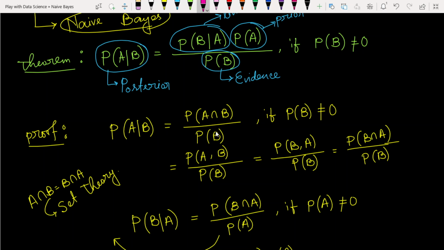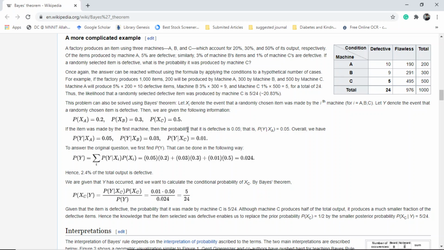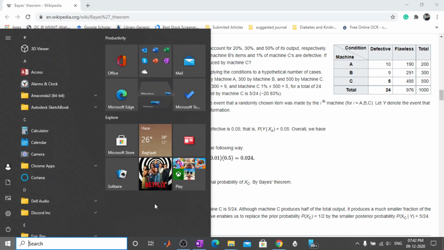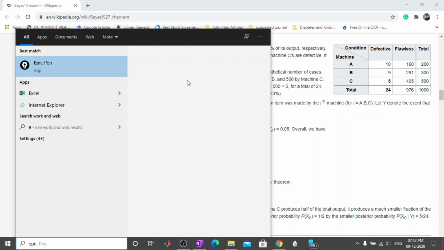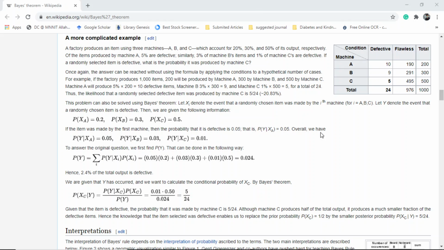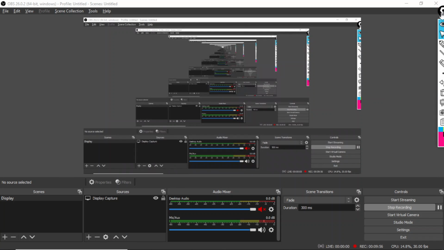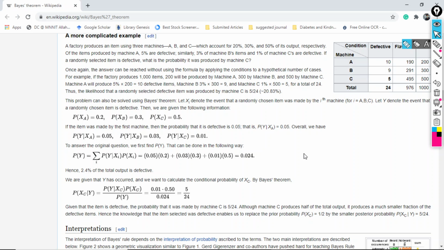To discuss this example, I am going to the Wikipedia page. Just see the example from that. So here we have taken this example. In Wikipedia it is written in a complicated way, but if you see, this is not a complicated example. Let's see this example first. What is this example actually saying? They are saying that in a factory there are, I'm just using the pen.